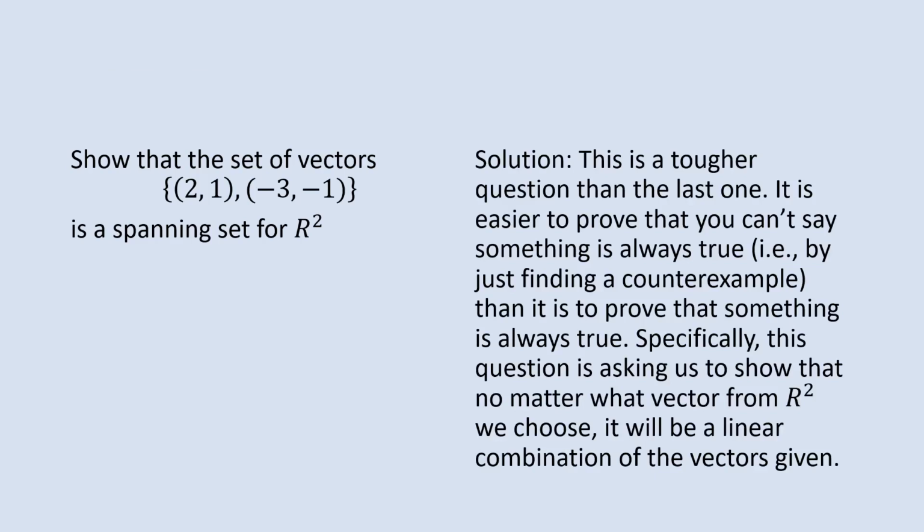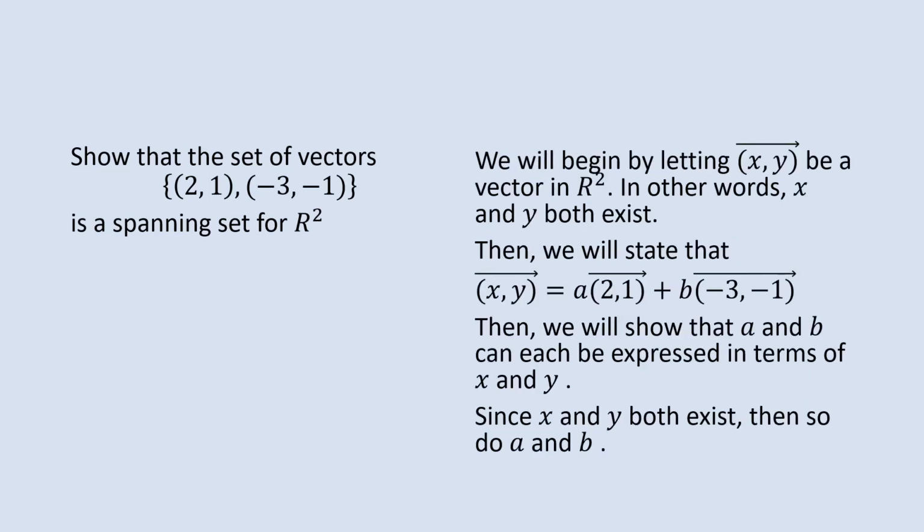So here's what it says. This is a tougher question than the last one. It is easier to prove that you can't say something is always true, i.e. by just finding a counterexample, than it is to prove that something is always true. Specifically, this question is asking us to show that no matter what vector from R2 we choose, it will be a linear combination of the vectors given.